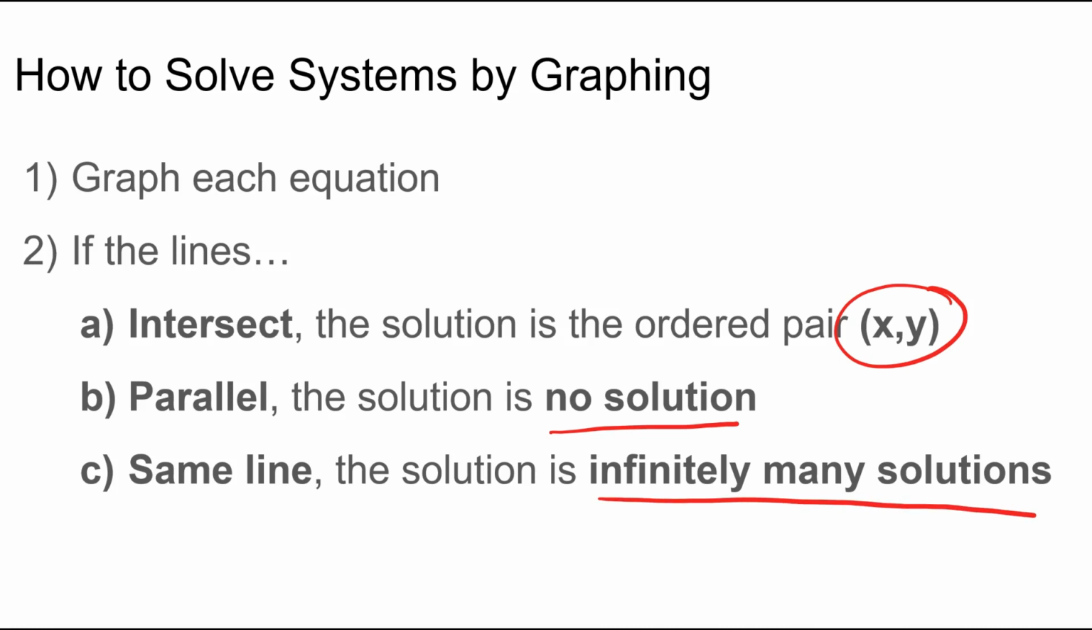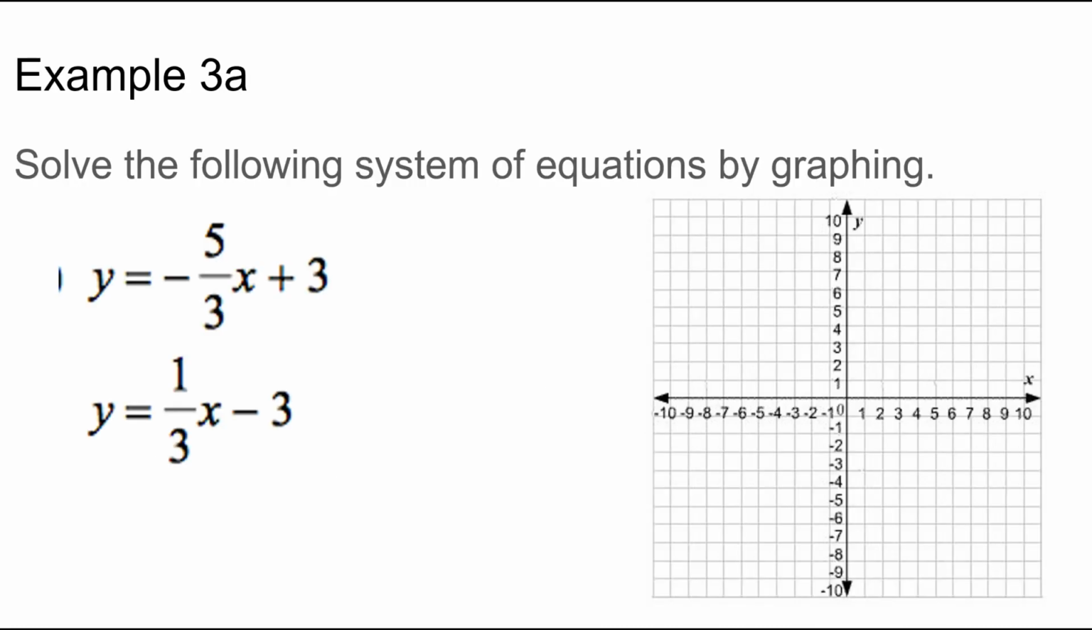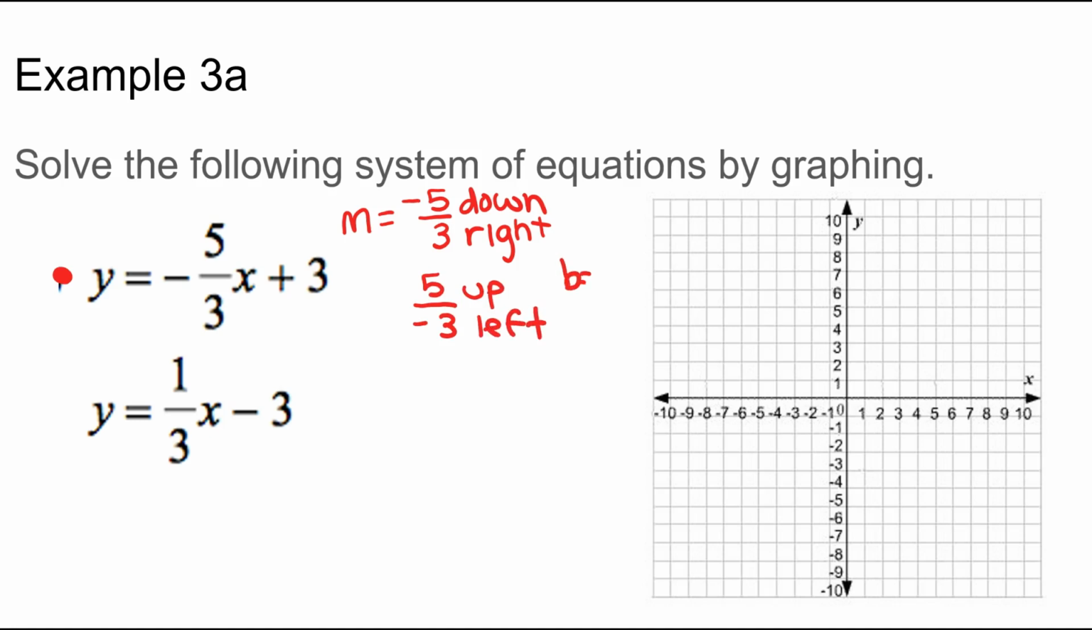We're going to do 3 examples together. Solve the following system by graphing. When I use two equations, I like to use 2 different colors to keep it straight. So I've got m equals negative 5 over 3. That's down to the right. If you're not sure how I'm doing this, you can go back to the slides on slope. And then 5 over negative 3, that's up and to the left. Our b is equal to 3, that's where we start.